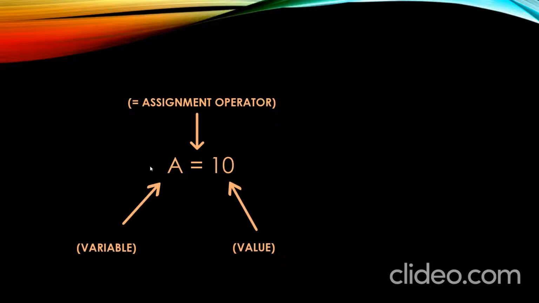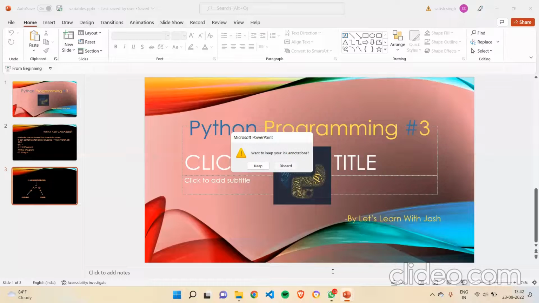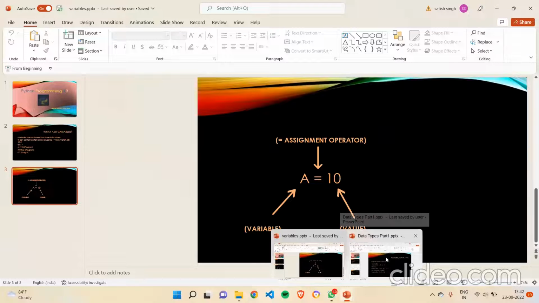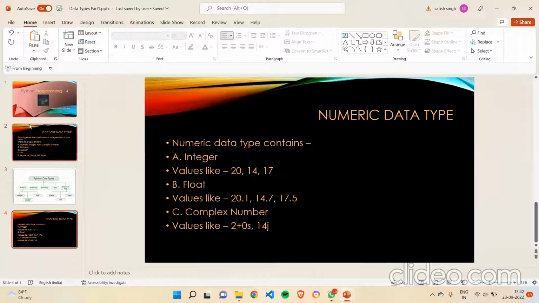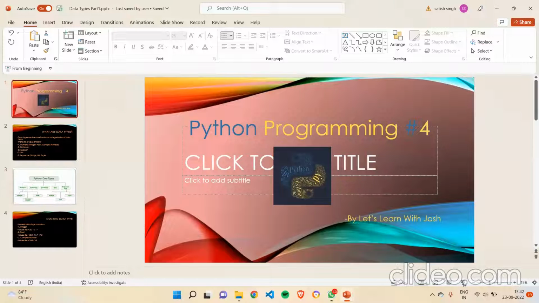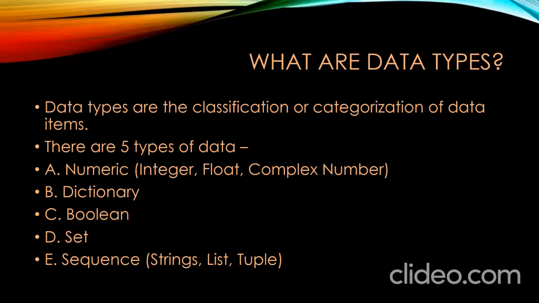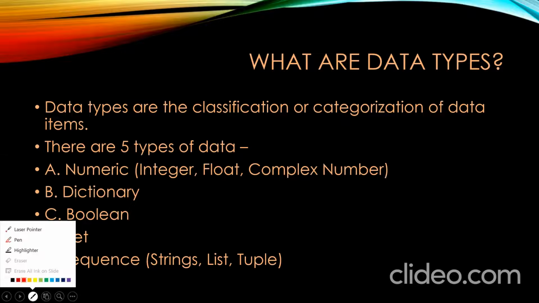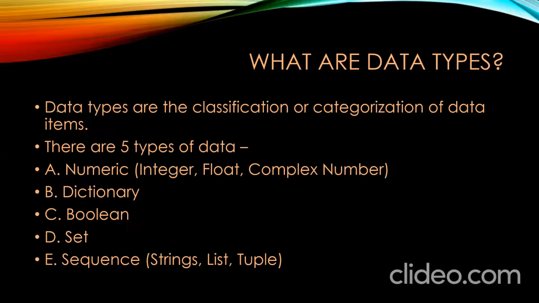Okay, in today's video let's learn one of the types of data types. Yeah, let's start. So what are data types? Data types can be defined as the classification or categorization of data items. Okay, in simple words, we can say the types of data or the classification of data is called data types. Okay, so this is done.